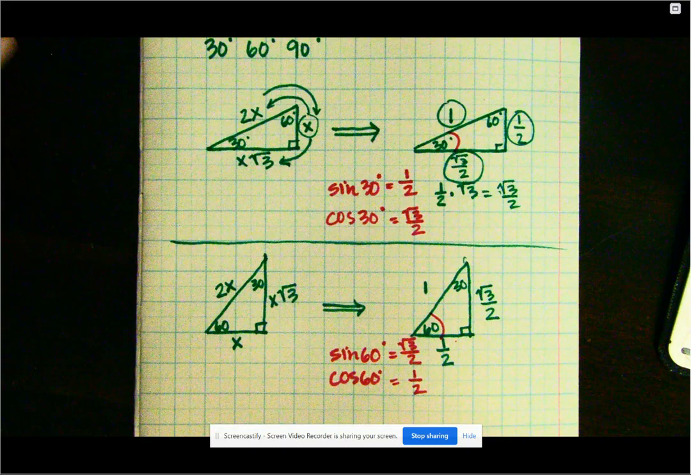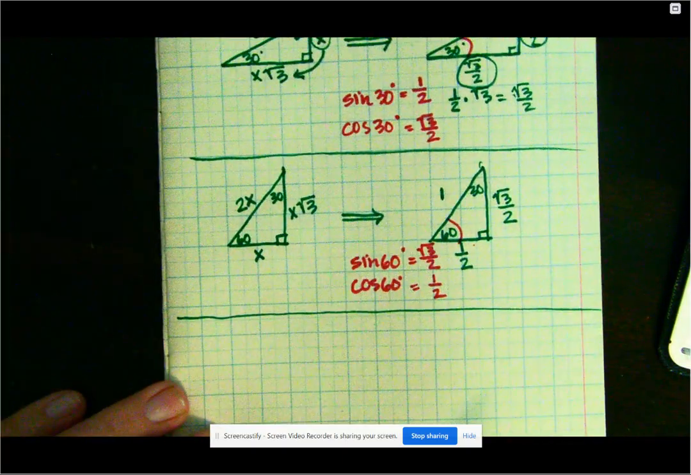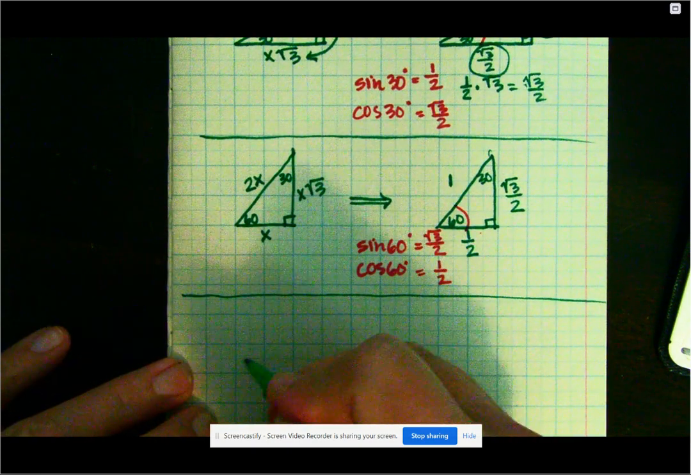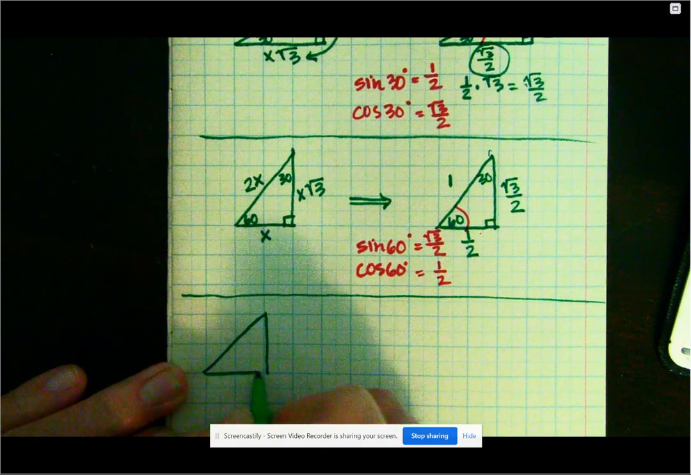Finally, the 45, 45, 90. We're only going to have to draw this once because if you flip it, it looks exactly the same. Okay, so if we have 45, 45, 90.